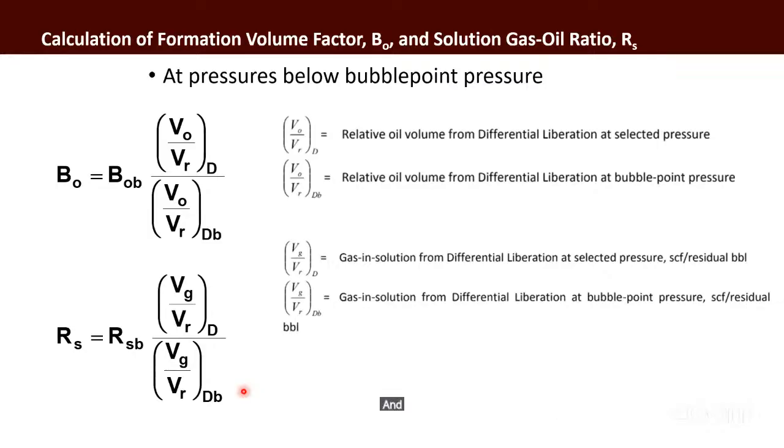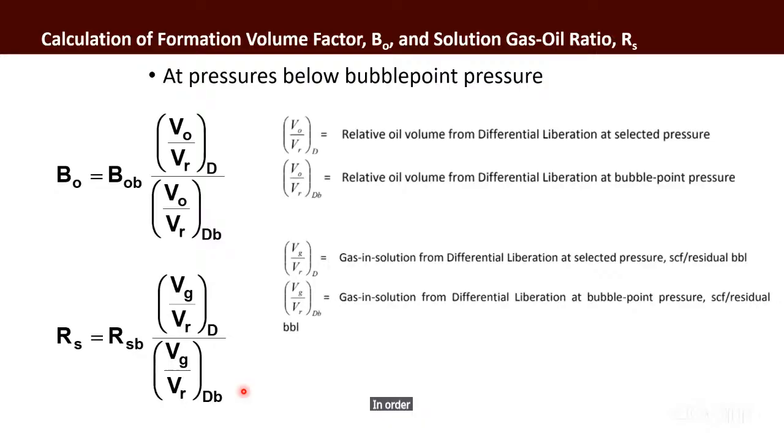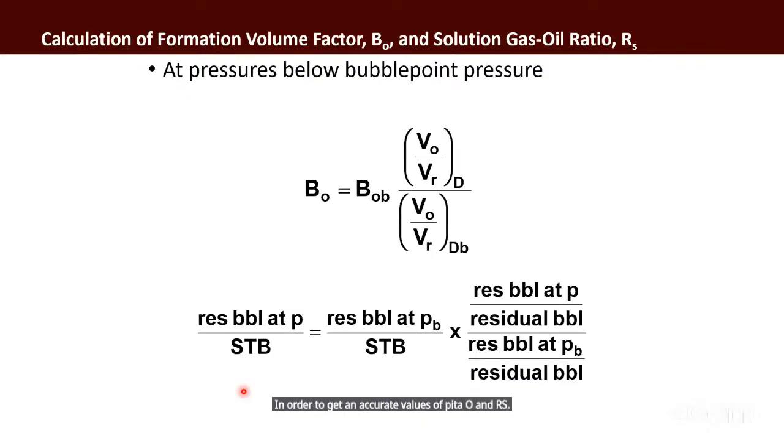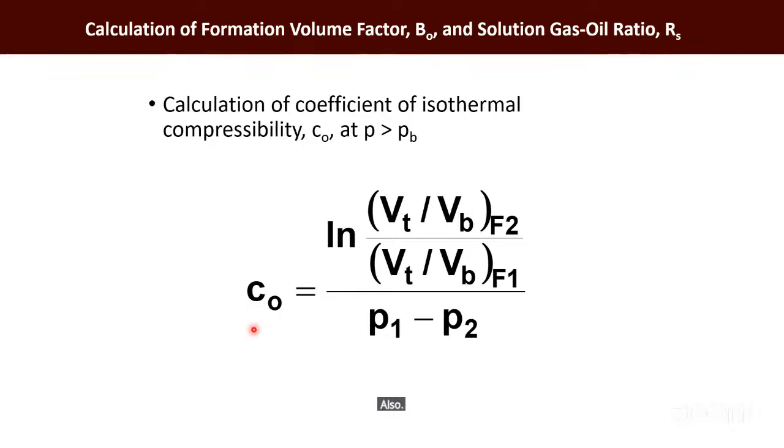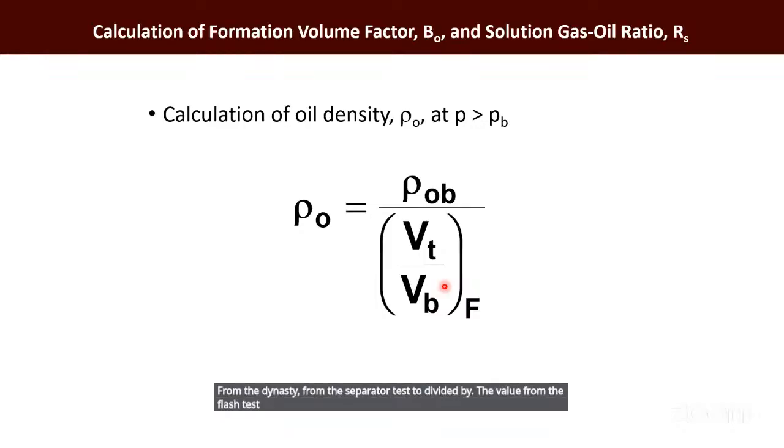In new PVT reports, all these values are already calculated, so there is no need to calculate them. They just adjust it and give it to you. But in case you have old PVT reports, you need to make this adjustment prior to the use of the PVT in order to get accurate values of beta O and RS. Also, we should calculate the compressibility, and also the density. If you are above the bubble point, you can use the density from the separator test divided by the value from the flash test at a certain pressure.